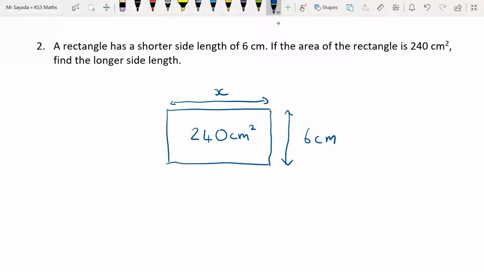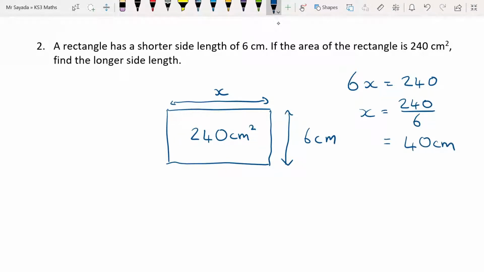You should have now had a go at this problem. So we have 6 multiplied by X equals 240. The shorter length times the longer length equals 240. So to find that longer length, we just need to do 240 divided by 6. We're doing all of the work today without a calculator. 240 divided by 6 is 40 centimeters.